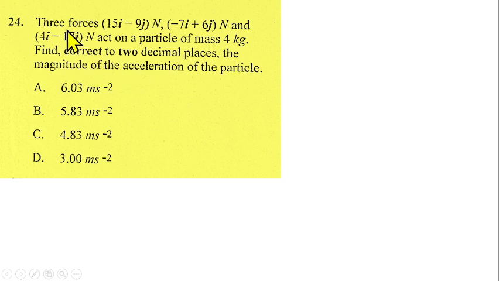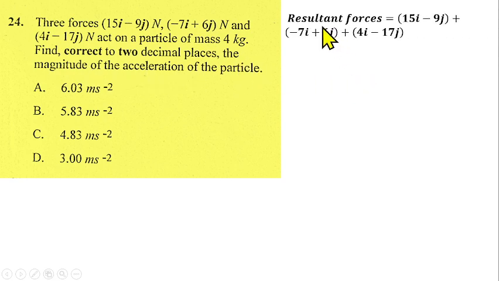Still on motion, we are told that the three forces, this in Newton and this in Newton and this in Newton, act on a particle of mass 4 kg. Find, correct to 2 decimal places, the magnitude of the acceleration of the particle. So the first thing to do is to find the resultant of the three forces, and by doing that is to add them together.